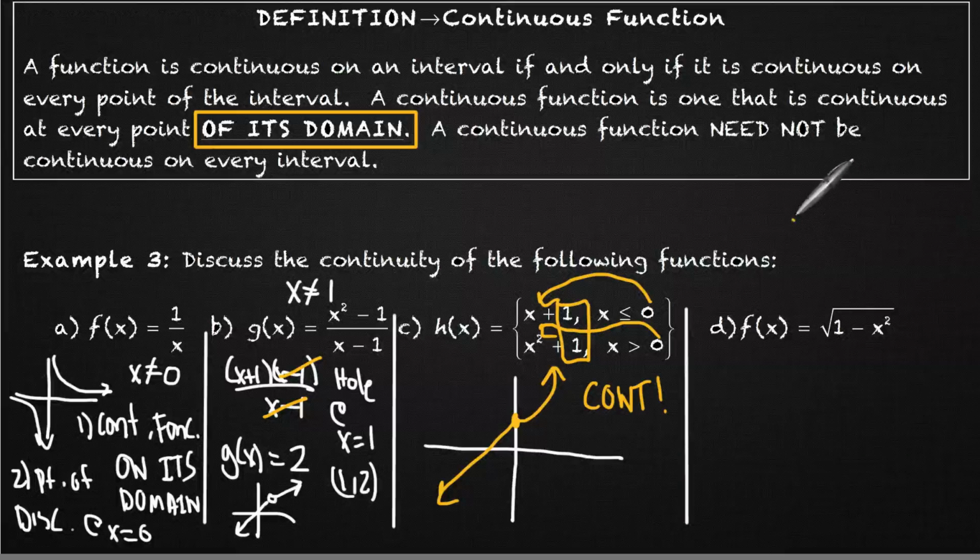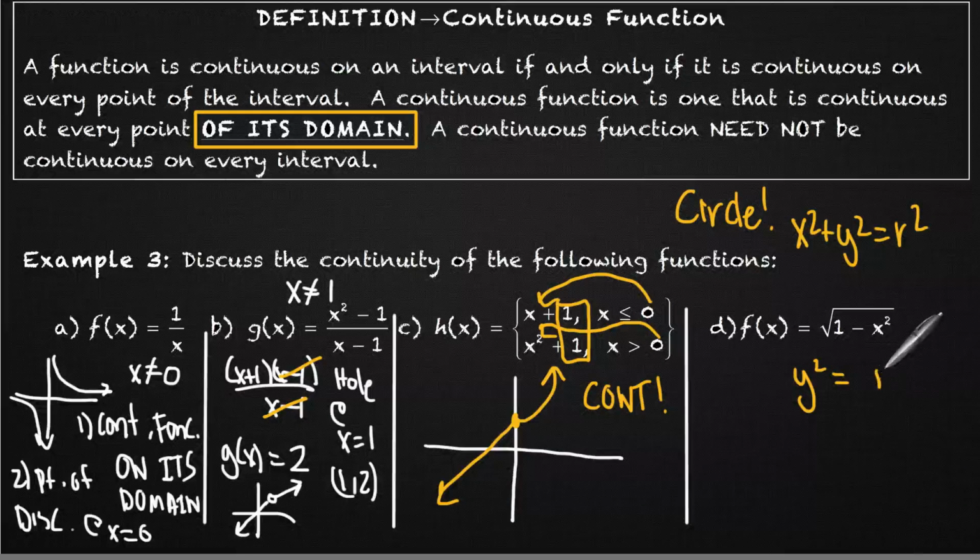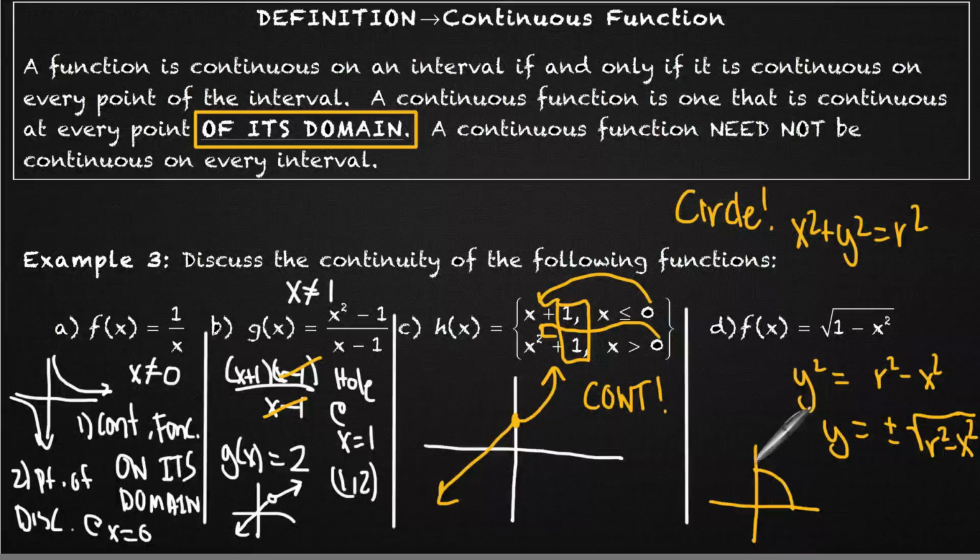All right, here's one that a lot of students may or may not immediately recognize the shape of. If you have x squared plus y squared equals r squared, that is the formula for a circle. And so if you solve this for y, you get y squared equals r squared minus x squared. And then you take the square root, you get plus or minus the square root of r squared minus x squared. Now that gives you an upper semicircle and a lower semicircle. So in this problem, we're only looking at the upper semicircle. So this is going to be a semicircle with a radius of 1. And so we can see that it is continuous from -1 to 1. So this is a continuous function. And that is the idea of the definition of a continuous function.